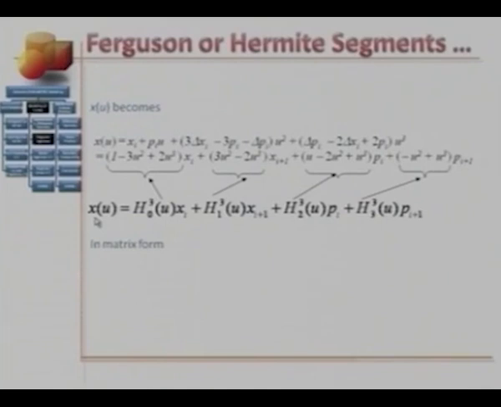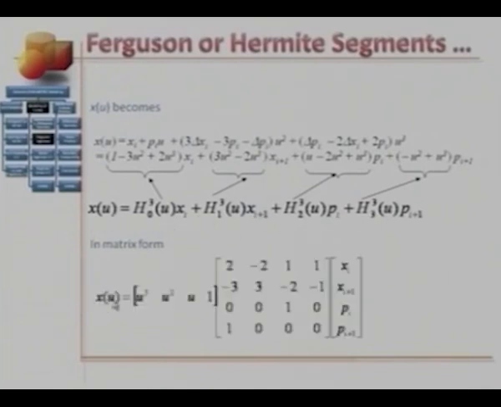I can represent this statement in compact matrix form. x of u is a 1 by 4 matrix involving u cube, u squared, u and 1. This is a 4 by 4 coefficient matrix, and if you notice, these numbers come from here. And this column vector represents the x coordinates of the 2 points and the x components of the 2 slopes at the 2 points respectively.